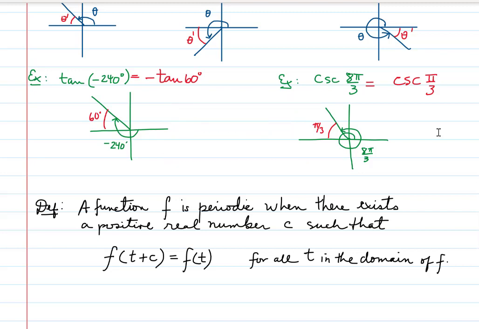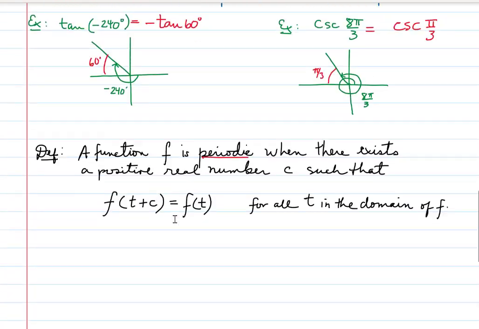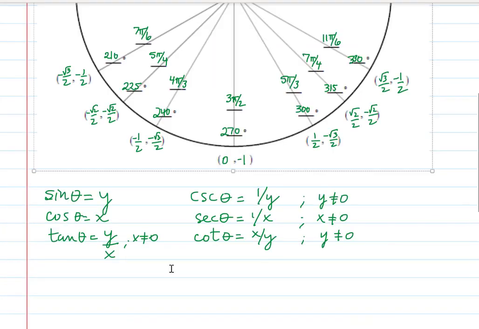One is a definition that we'll be investigating a little bit more when we graph all these functions in the next section, and that is that a function is periodic when there exists a positive real number c, such that this is true: f of t plus c is equal to f of t for all t in the domain of f. Now we're going to see that this is true for all of these functions, and intuitively, guys, you can see this from just the unit circle.